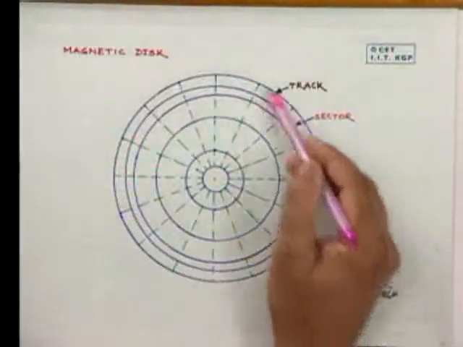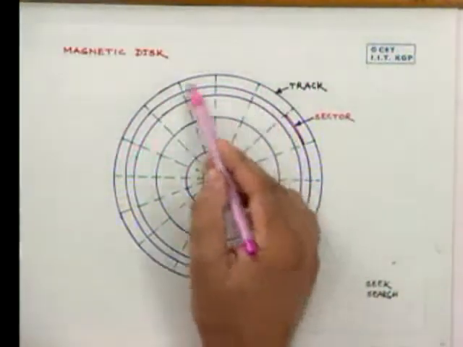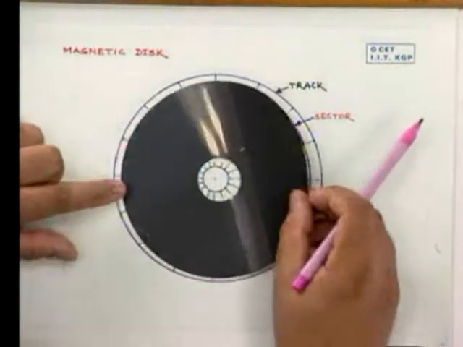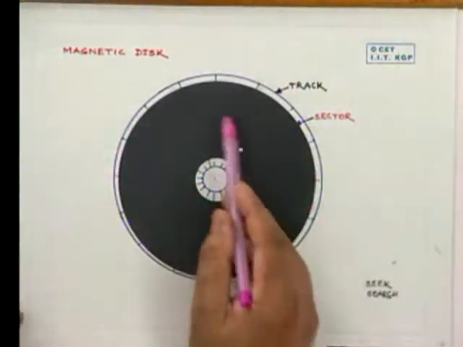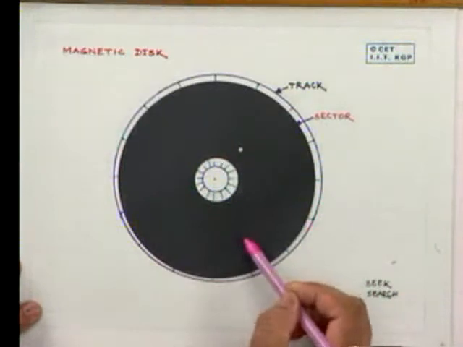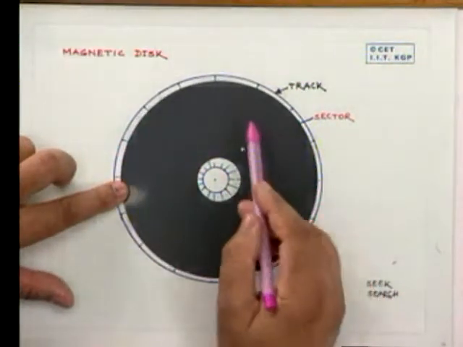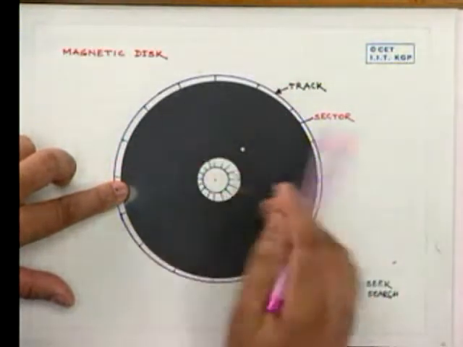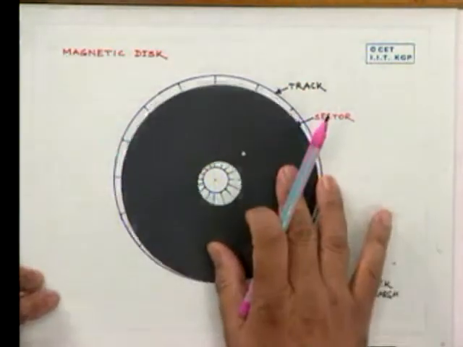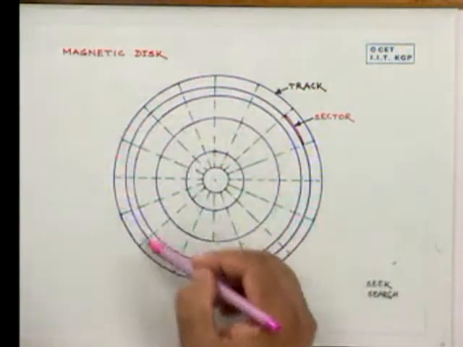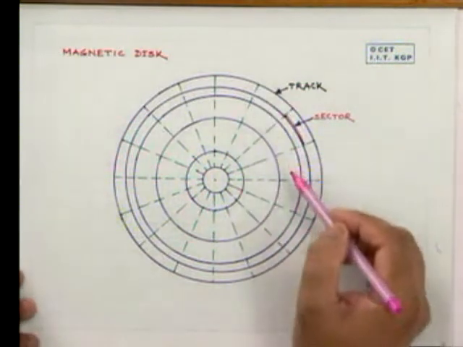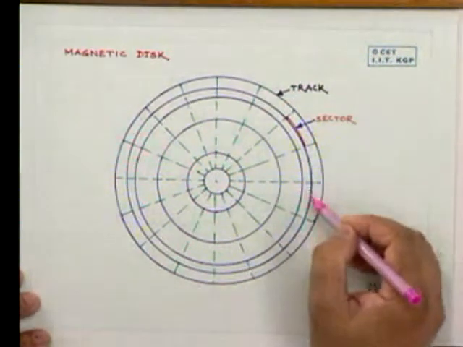Let us now come to the magnetic disk memory. The magnetic disk memory is somewhat like this: there is a disk surface, a magnetic surface. It looks somewhat like this. For example, say this is a magnetic disk surface. Now, to write and store information here, this magnetic disk is divided into several tracks, and each track is divided into several sectors.